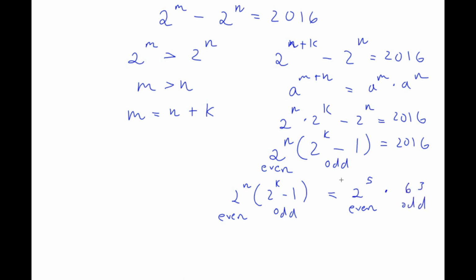Now 2 to the power of 5 is equal to 32, times 63, which is equal to 2016. So I simply just wrote 2016 as 2 to the power of 5 times 63 because this is an even number times an odd number.